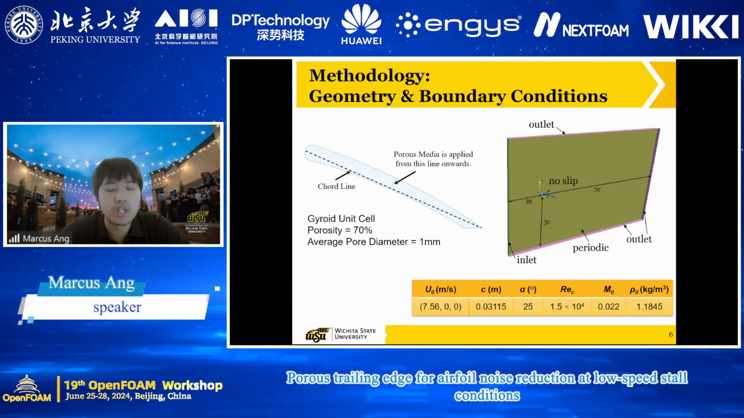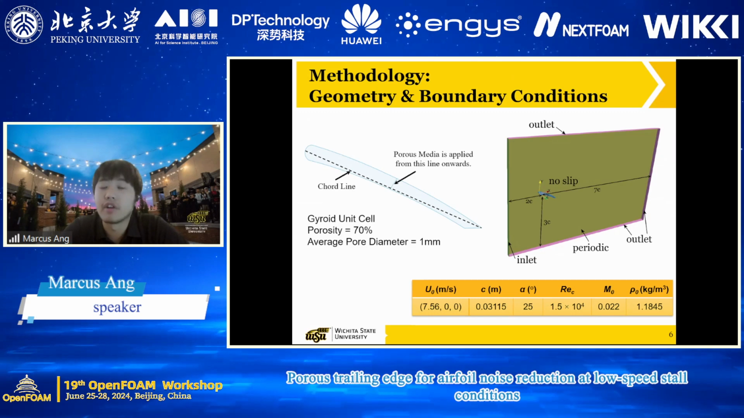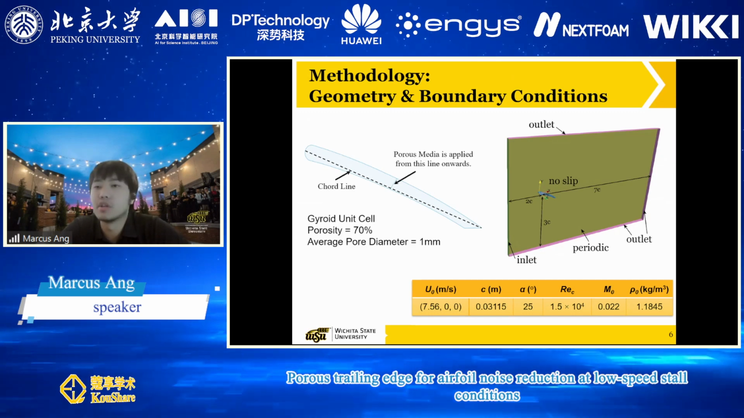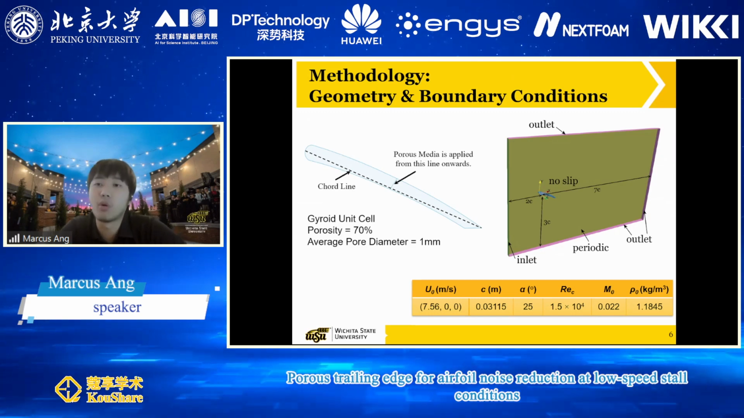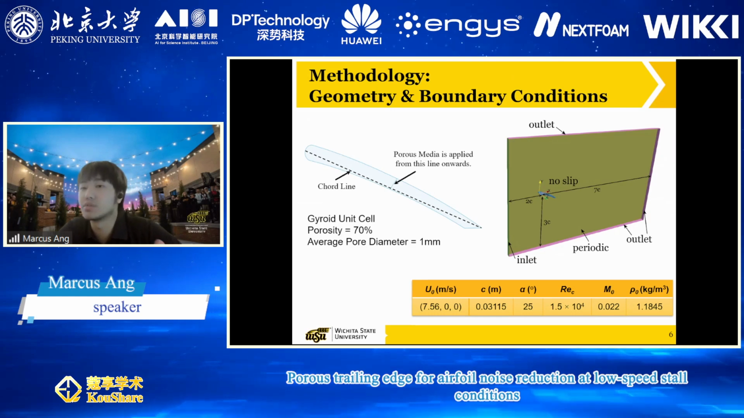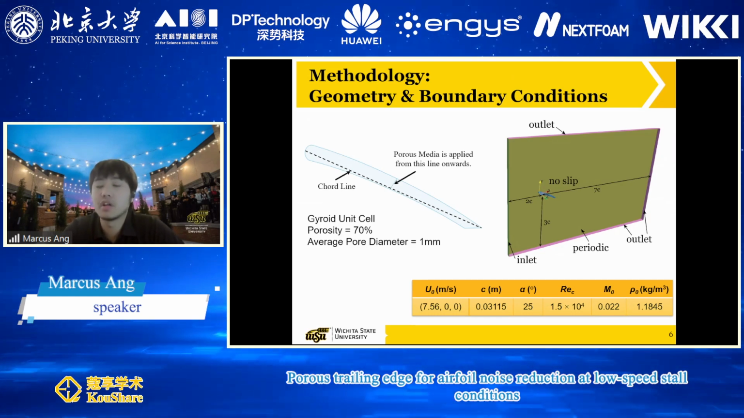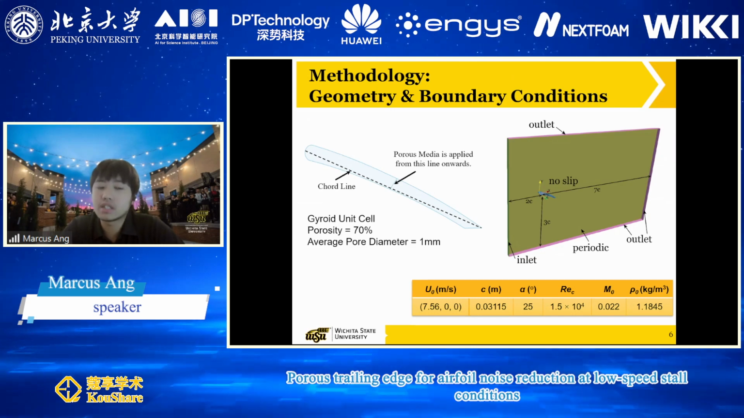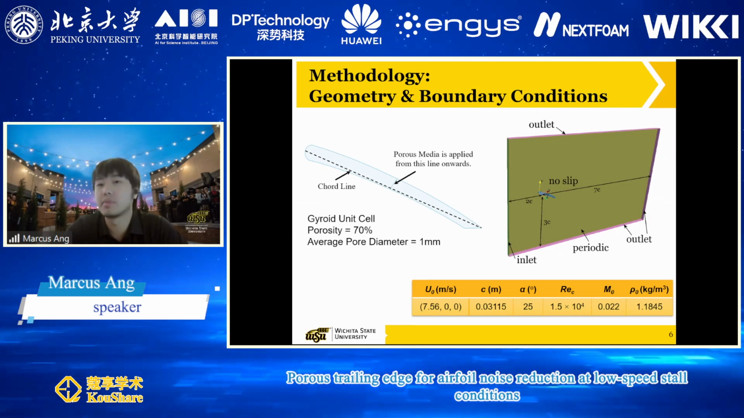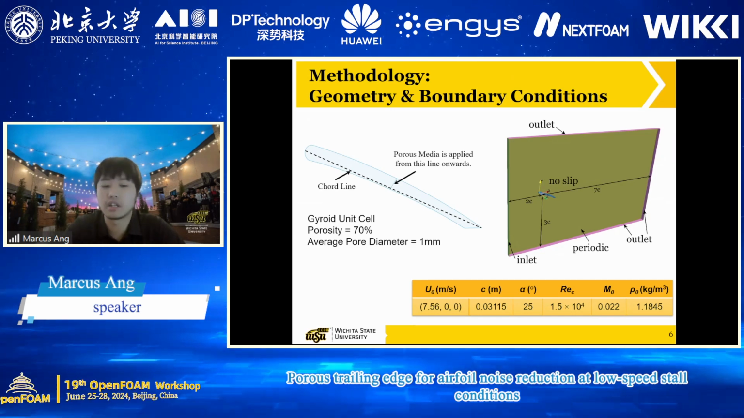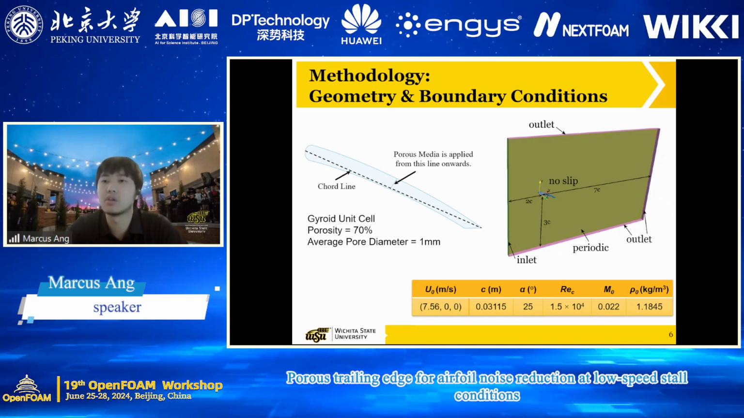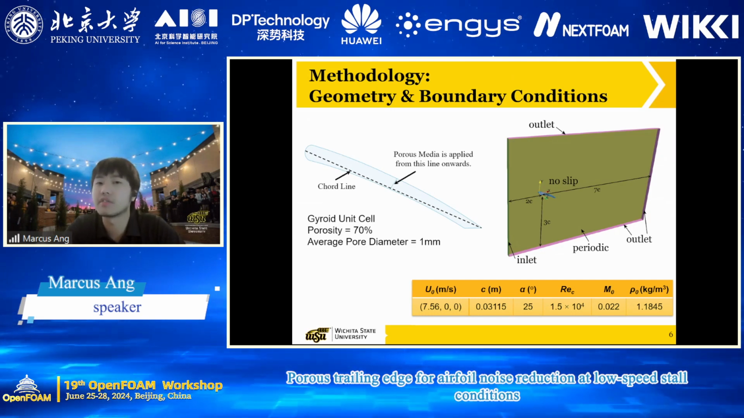One thing to note is that this operates at very low speed. So we're looking at a Reynolds number of 1.5 times 10 to the power 4, Mach number 0.022. And because of this, we're actually going to apply an incompressible flow assumption here. It doesn't really affect the flow field that much, but it will affect the acoustics a little bit. But because it's so low, many studies have shown that this is a good enough assumption.